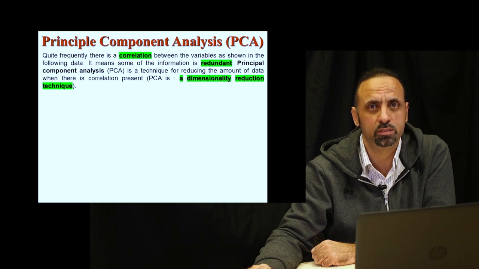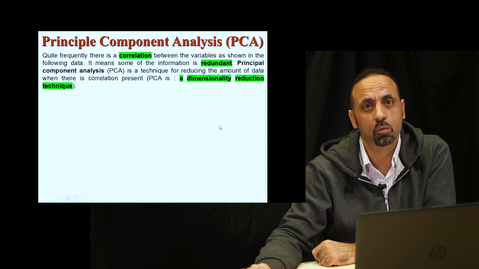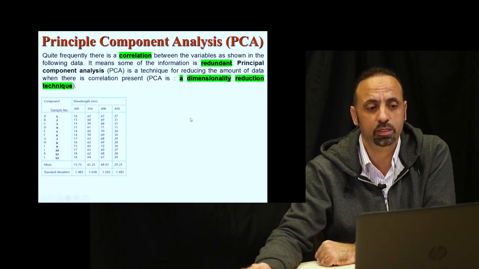You need to reduce the dimensionality. You need to reduce or to get rid of all of the correlated variables. One of the methods used for making this dimensionality reduction is principal component analysis.